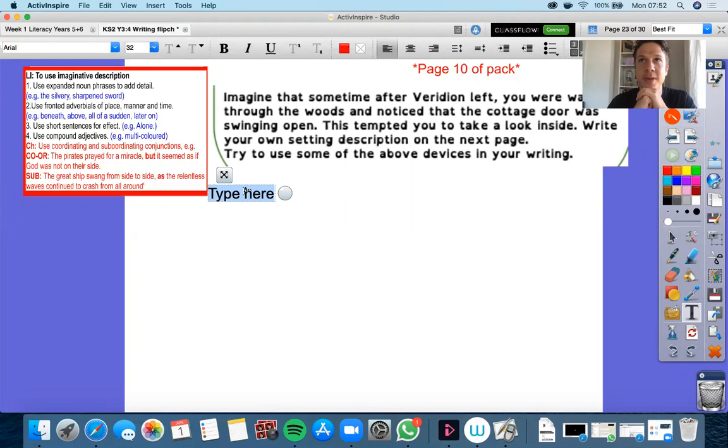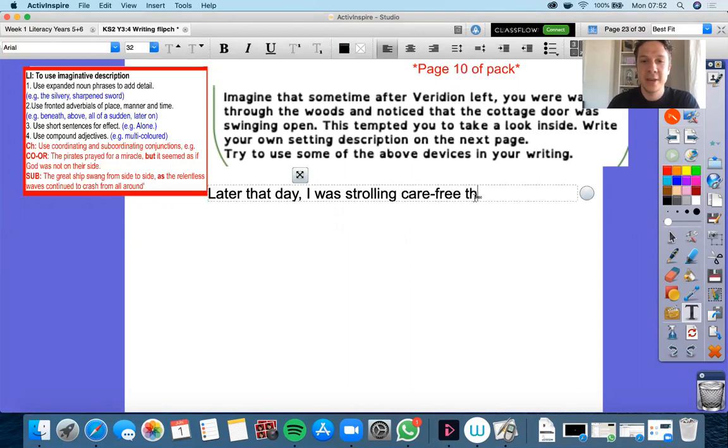Now, it's already happened in the day, so I'm going to start with "later that day" as my fronted adverbial to start us off. So, later that day, how was he? He was strolling through the woods. I was strolling carefree through the woods, comma, oh, I'm going to get a subordinating conjunction in there: when, which is also a relative pronoun, when I spied the door of the cottage.